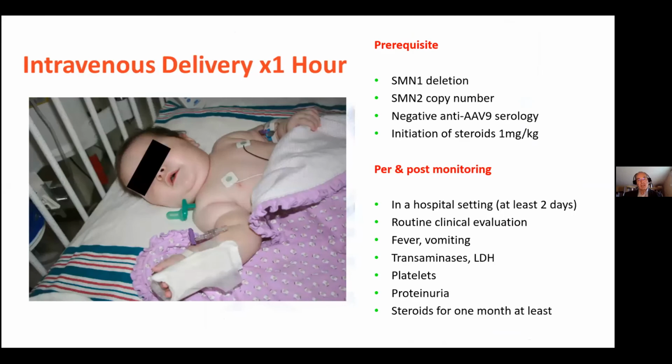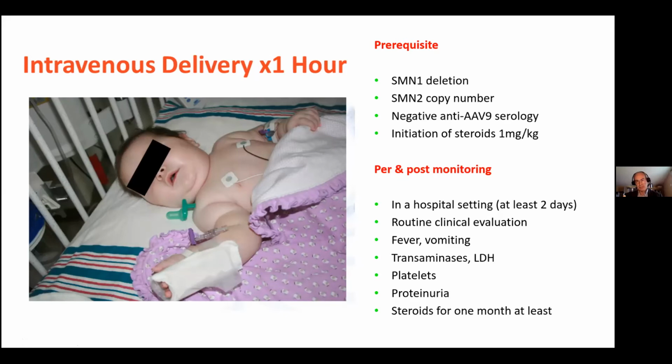Again, from a clinical viewpoint, how does it work? Well, there are prerequisites. You need to know everything about the molecular genetics in your patient. To be sure it's an SMA patient, you need to measure the SMN2 copy number. You need to look for the presence or absence of the anti-AAV9 antibodies. And you will initiate a steroid therapy to prevent adverse effects. And you will dose the child in a hospital setting.